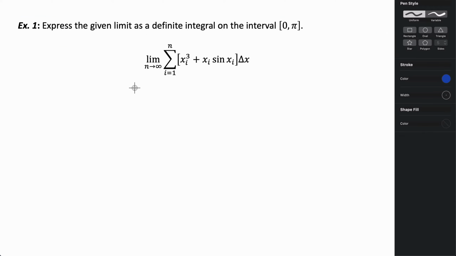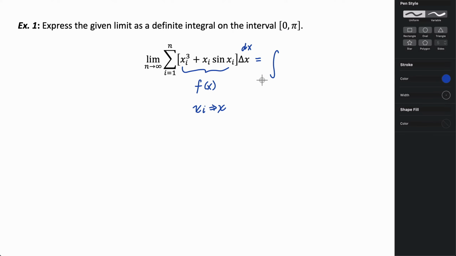Okay, so the first example that we're asked to do is express this given limit as a definite integral. So we want it to be the integral from a to b of some function times our variable of integration. Now, because it's a delta x here, that tells us that we are going to be dealing with dx, right? So our variable of integration is going to be x. So delta x is essentially just the same as dx. Now this piece here is really just our function where we replace x sub i with x.